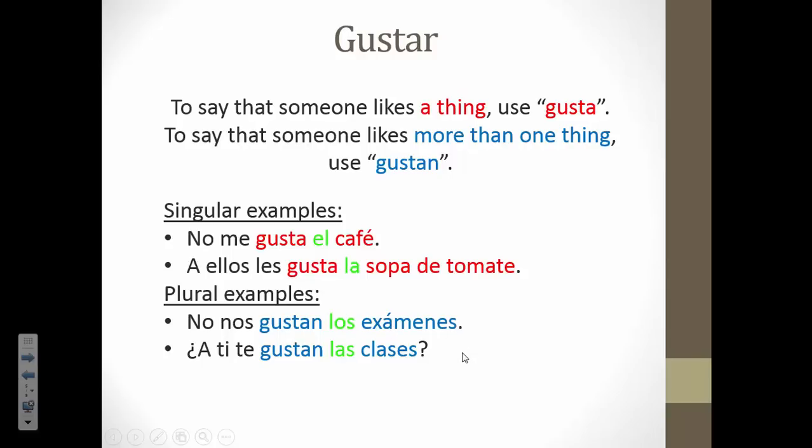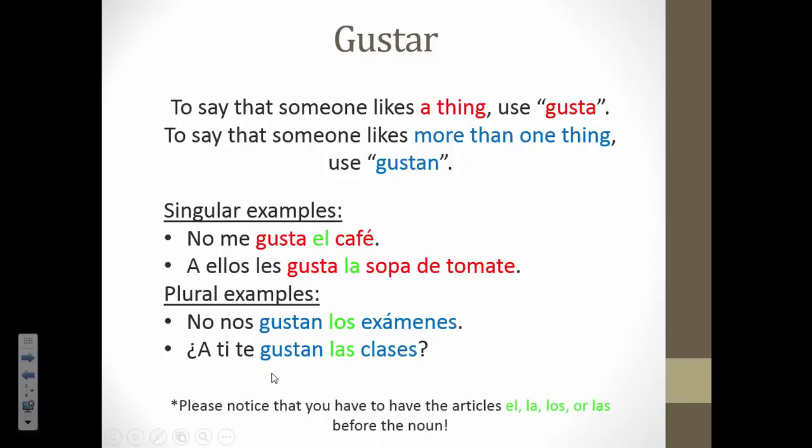No nos gustan los exámenes means we don't like tests. Now, because tests is plural, notice here it has an S, we have to change gusta to gustan because it must match. Literally what you're saying is that tests are not pleasing to us. And the last example with a plural noun, ¿A ti te gustan las clases? Do you like the classes? Because classes is plural, we use gustan.